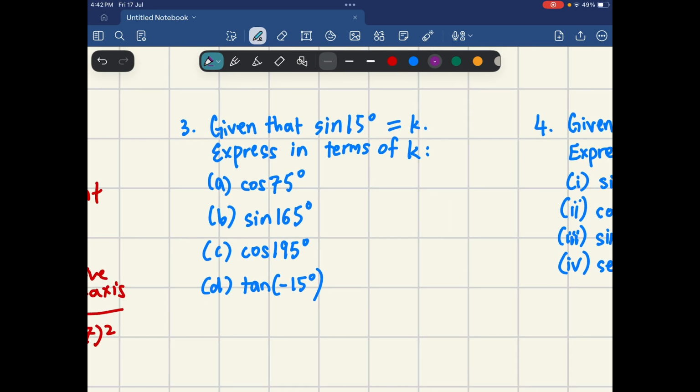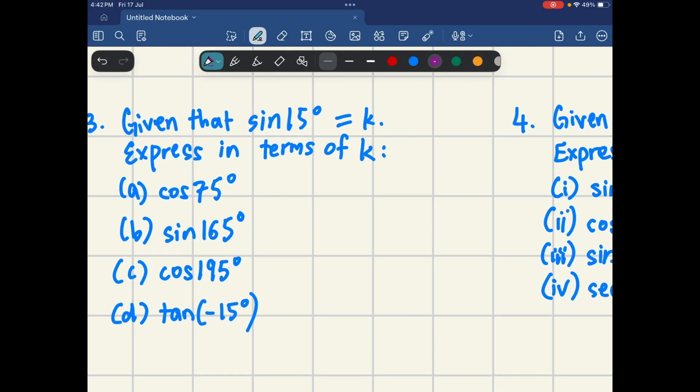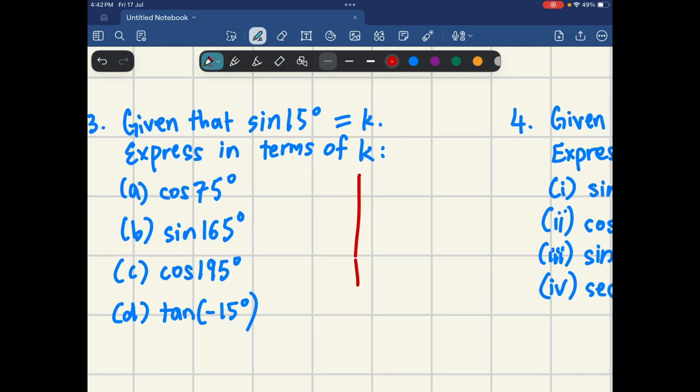So now we're going to go through question 3, and it says that given that sine 15 degrees is equal to k, express in terms of k these values. So first draw it out. We know that 15 degrees is an acute angle. So we can draw out our diagram as such, where this is 15 degrees. So this is our right angle triangle.